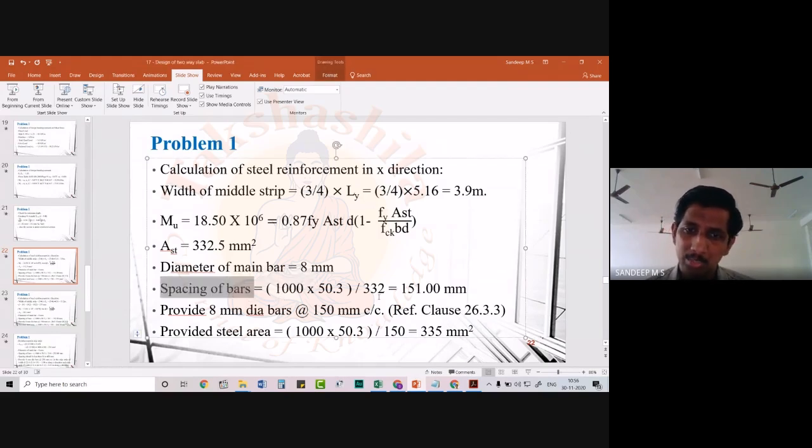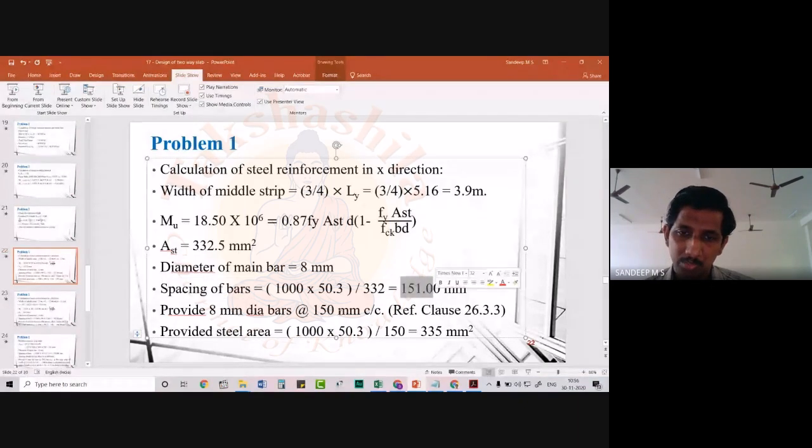So spacing is equal to 1000 into area of one single bar divided by total AST, which is required. Okay, so substitute that and find a spacing and round it off. In this case, it is coming around 151. So they have just rounded it to 150 mm. Okay, and again, as per your clause given in IS 456 regarding the maximum and minimum spacing, you have to ensure that this is satisfactory. Okay, we are proposing to provide a spacing of 150, but if the minimum spacing as per the condition given in the code is less than this, we have to stick on to that.